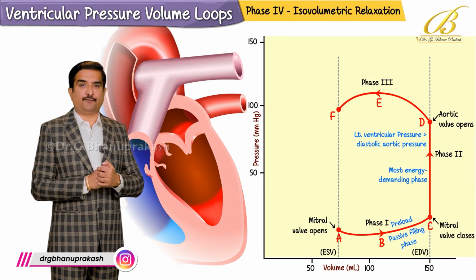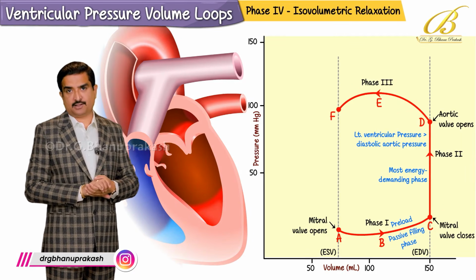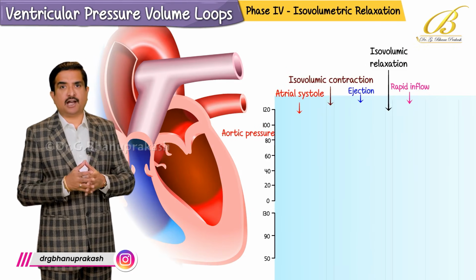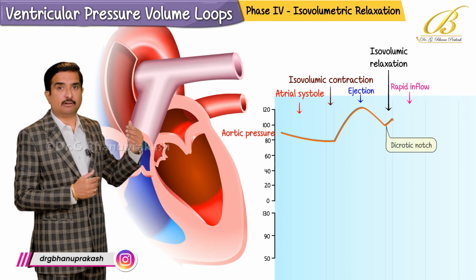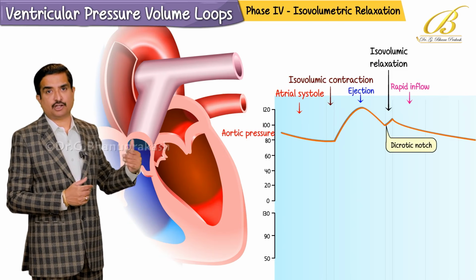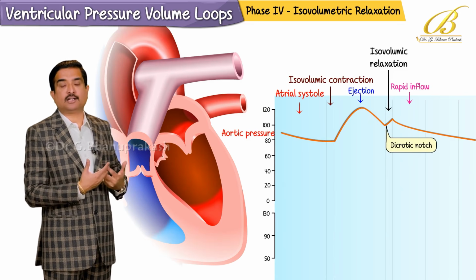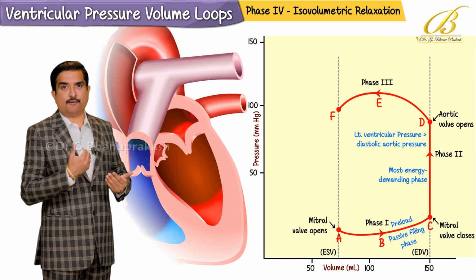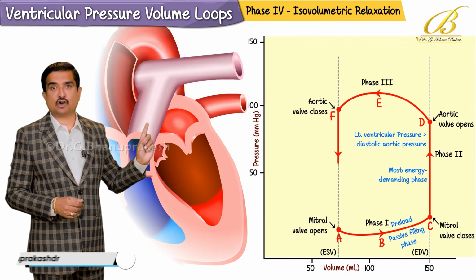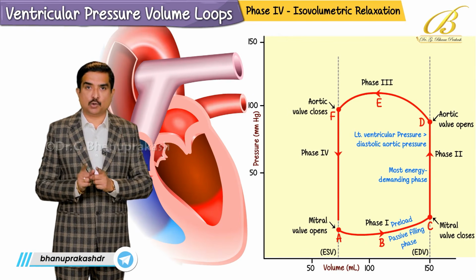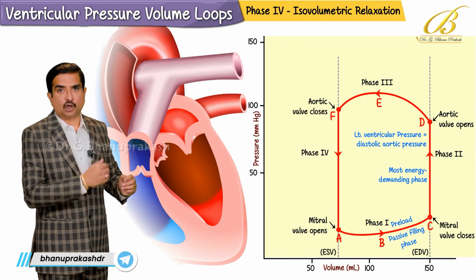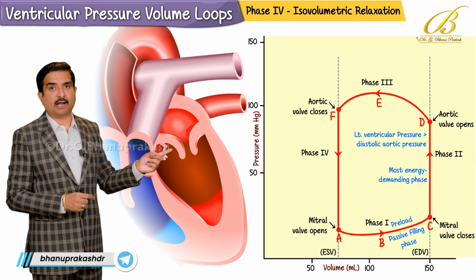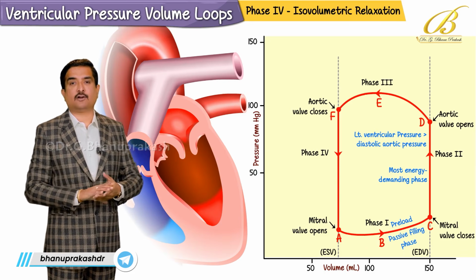Now we discuss phase 4, which is the isovolumetric relaxation phase. Here I am going to discuss point F. At point F, the aortic valve closes, producing a dicrotic notch in the aortic pressure trace. This marks the onset of isovolumetric relaxation. The ventricle relaxes, pressure falls sharply, but the volume remains constant because both the valves are closed. When ventricular pressure drops below the atrial pressure, the mitral valve opens and we are back at point A, ready for the start of the next cycle.